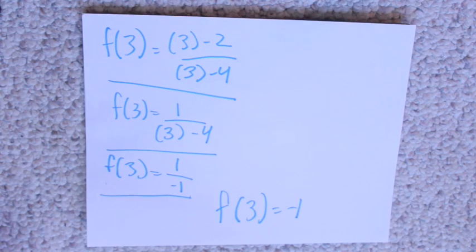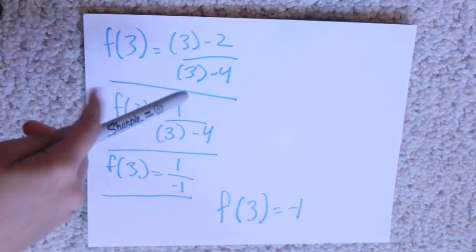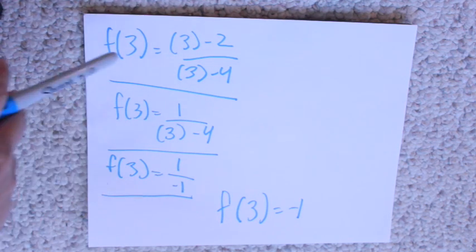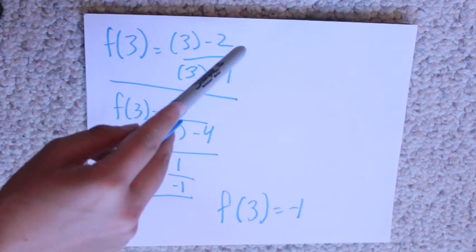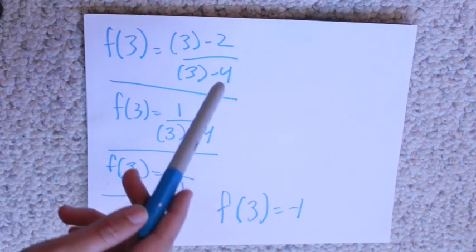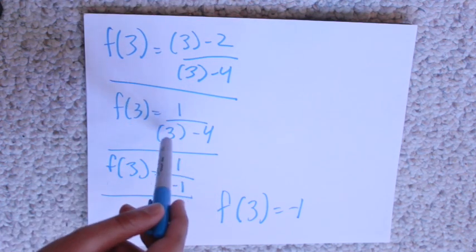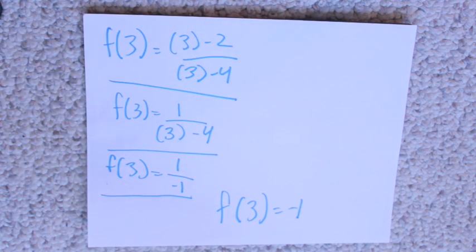For this one, we found the y value at x equals 3, so what we did, we replaced the variable x with 3, and then we subtracted 2 from 3, which got us the 1, and then subtracting 4 from the 3 equals the negative 1. So then we once again divided that, and what we got is f of 3 equals negative 1.